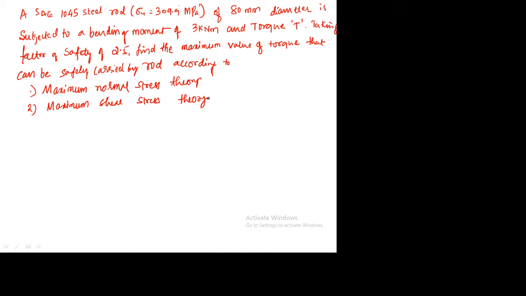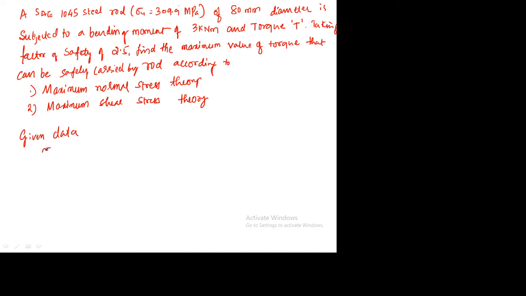In this case they have given dimensions as well as the allowable stress. Now, it is subjected to two types of loads. One is a bending moment, another one is a twisting moment. The bending moment is given, with a value of 3 kilonewton meter, and torque is unknown. So you need to compute the maximum torque that can be transmitted based on the maximum shear stress theory as well as the maximum normal stress theory. So, let us go for the solution. First you note down the given data.